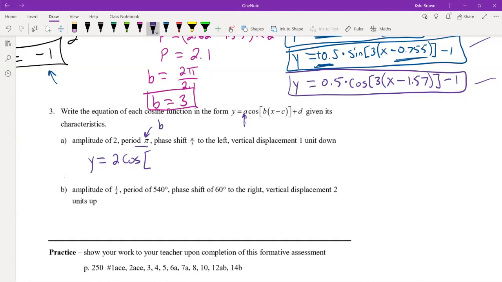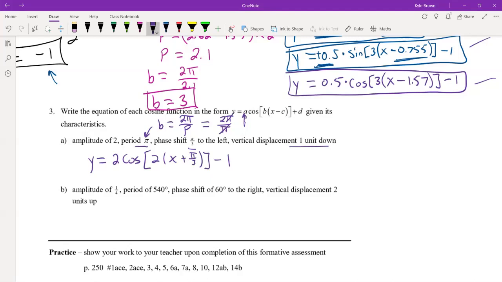So we'd say b is equal to 2 pi over period. Okay, so that's going to be 2 pi over pi. So our b value is 2. They cancel. We're left with 2 there, right? And then x, and then it says shifted pi over 3 to the left. So to the left, that's going to be plus pi over 3. And then vertical displacement of 1 down, so minus 1. And there you go.